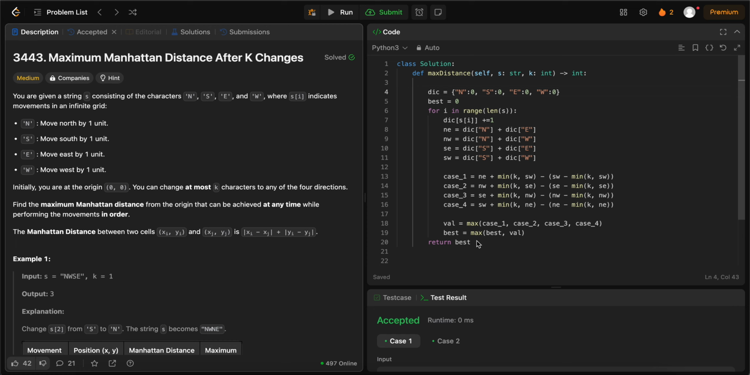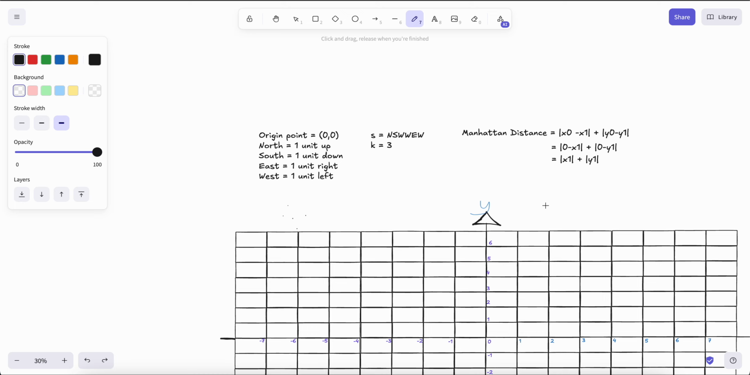We're going to look at another question. It's titled Maximum Manhattan Distance After K Changes. It's question number 3443. Now let's look at how we're going to solve this question.